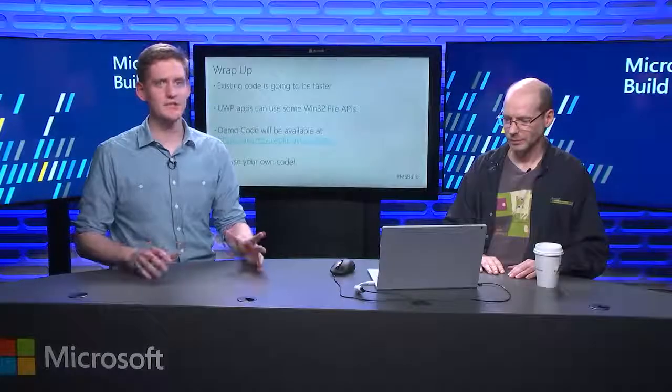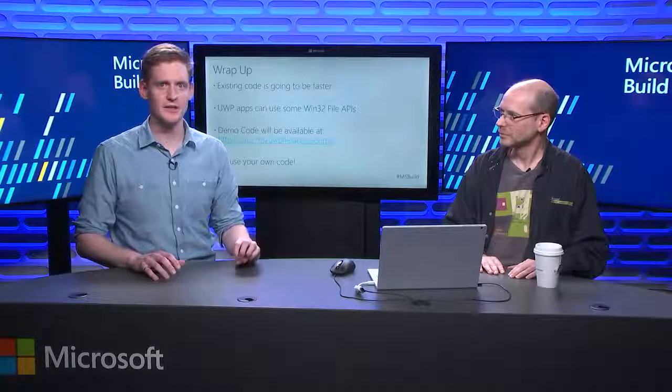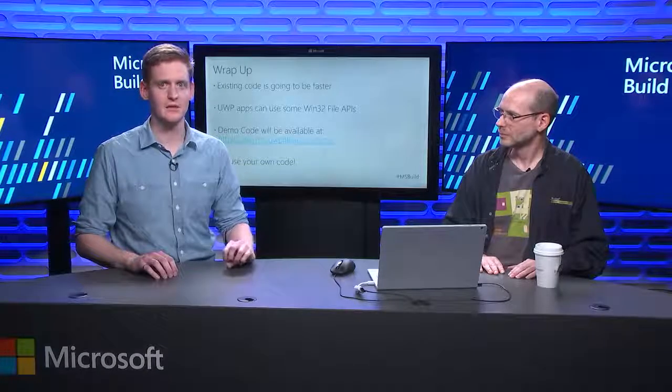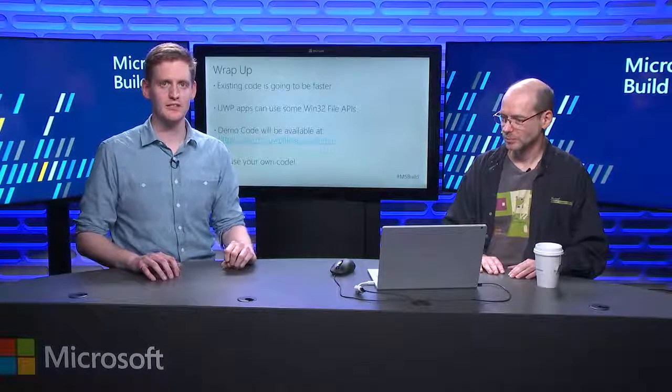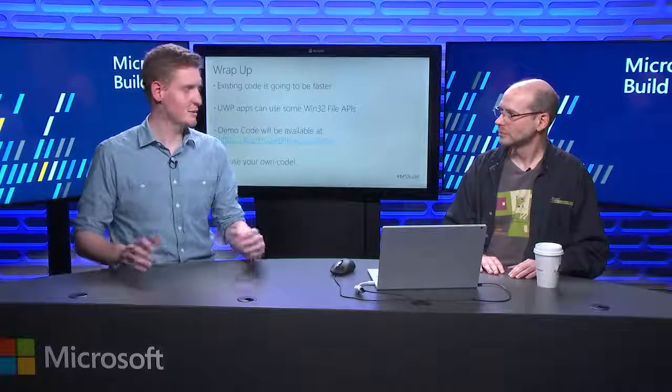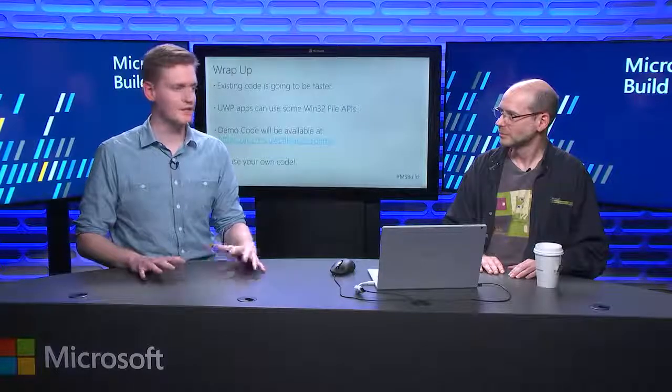Now, the demo code that Steve was just showing is going to be available at the link below, so you can try it out when it's available. Or, I'm sure everyone has existing Win32 code. Give it a try. Import it into a UWP project and see how it works. We'd love to hear your feedback.